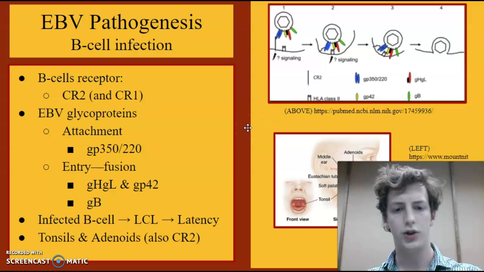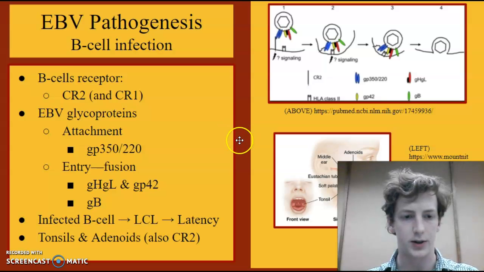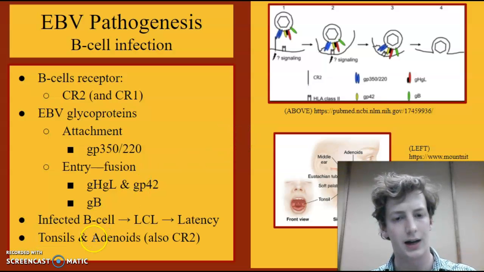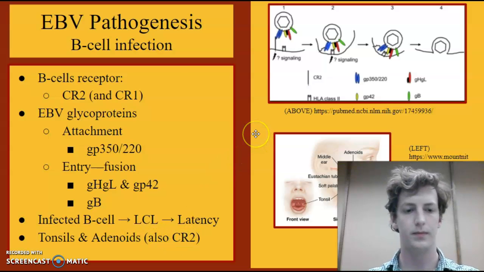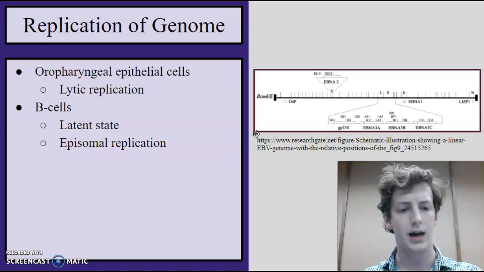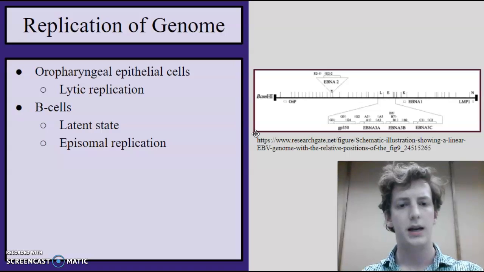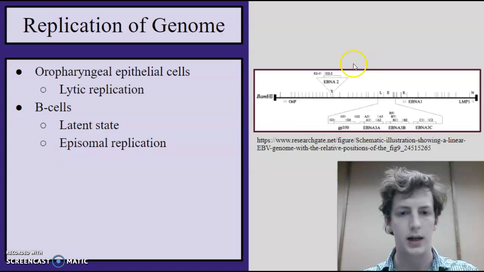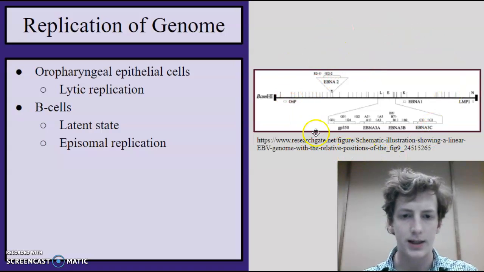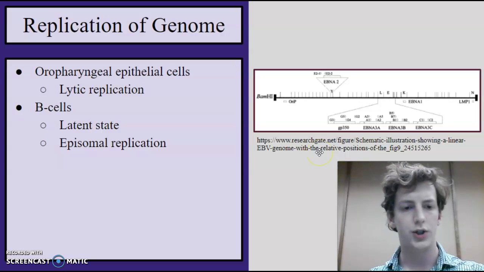But it infects more than just B cells, as I've said before. It infects oropharyngeal epithelial cells, but more specifically it attacks the tonsils and adenoids, and the reason it does this is because they also express CR2. Now, it replicates lytically in epithelial cells. In B cells, EBV typically remains in a latent state, and when its genome enters the B cell, it's not integrated into the B cell genome. And in these cells, it replicates as an episome, which is copied every time the B cell divides.